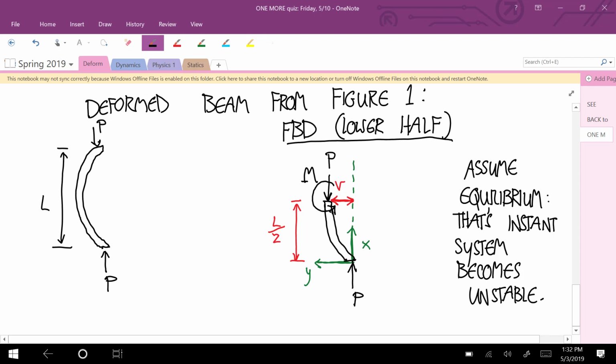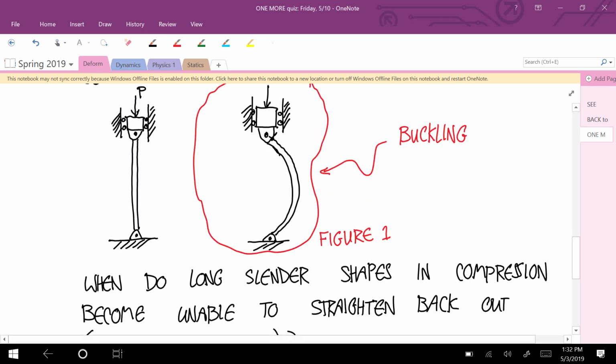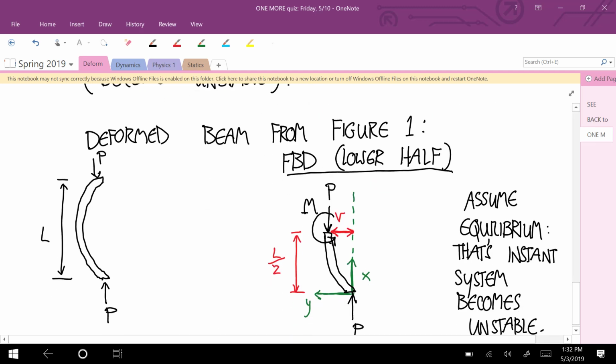Would be what? On the bottom? At the bottom is a pin joint, so that can't provide any moment. That can't provide any couple. The pin joint can only provide forces. And so this M here is the internal bending moment applied by the fixed joint with the rest of the material.